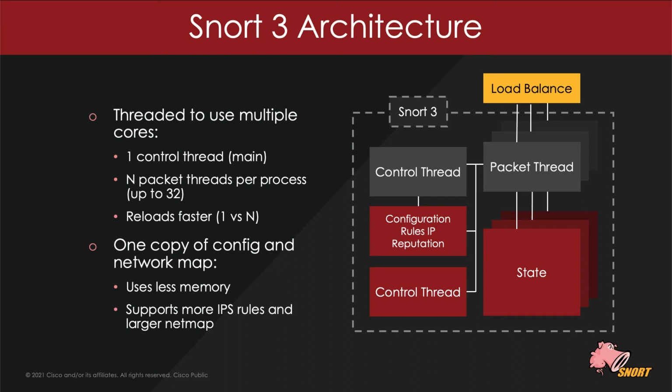In Snort 3, this is what that looks like. Snort 3 is, again, multi-threaded, so it's threaded to use multiple cores. There's one control thread, and then you can have up to 32 packet threads per control process.